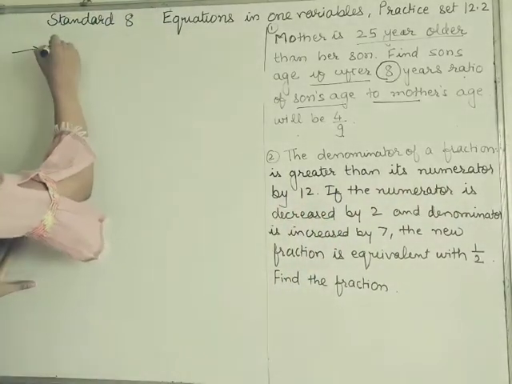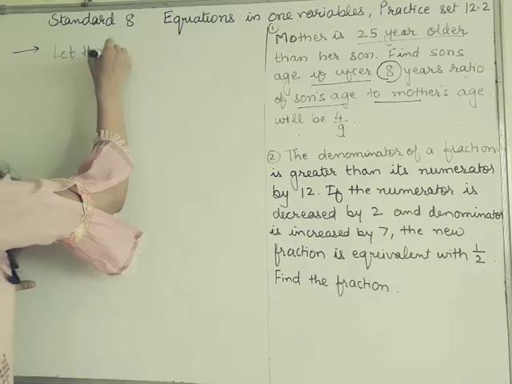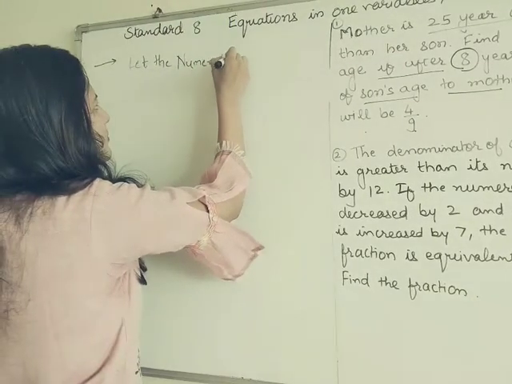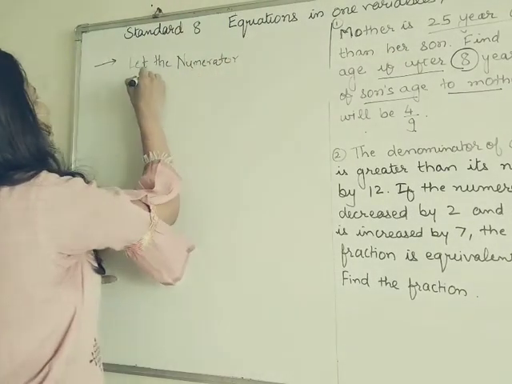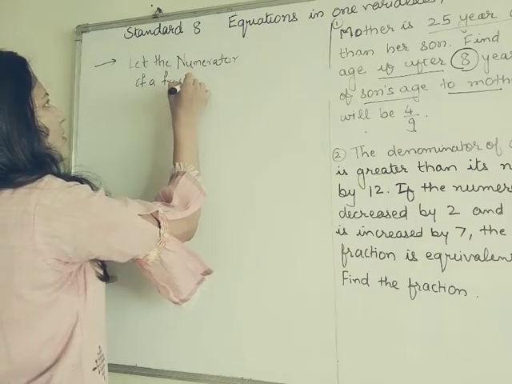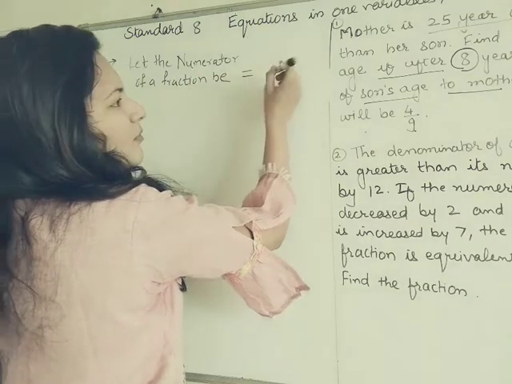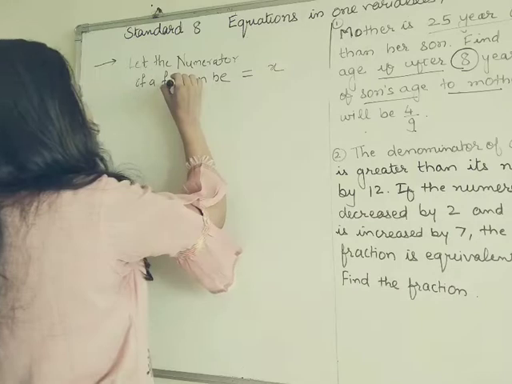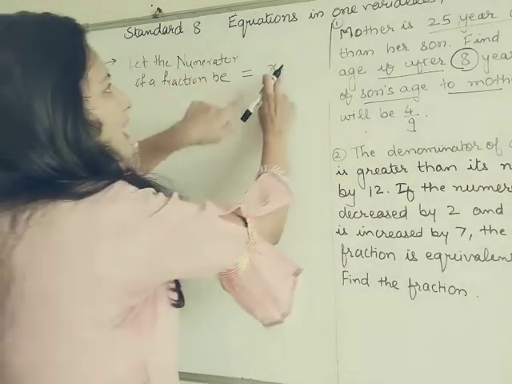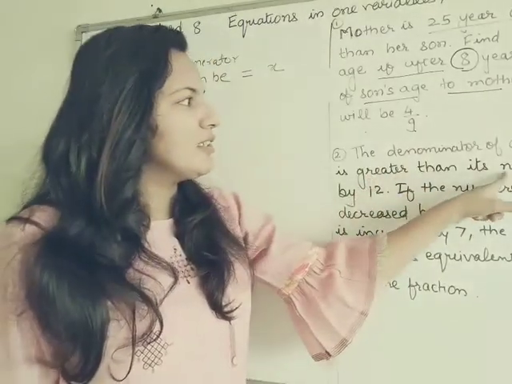So let the numerator of a fraction be x. So this is a fraction, so there is no unit for it. The numerator will be x. So what will be the denominator? Denominator of a fraction is greater than its numerator by 12.